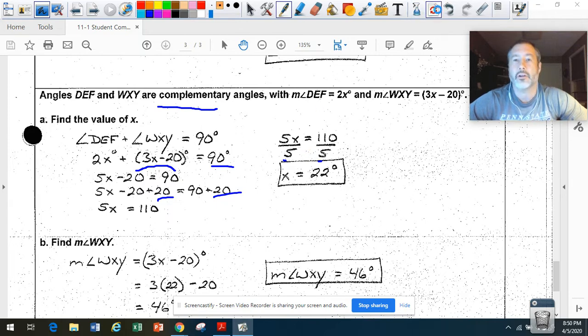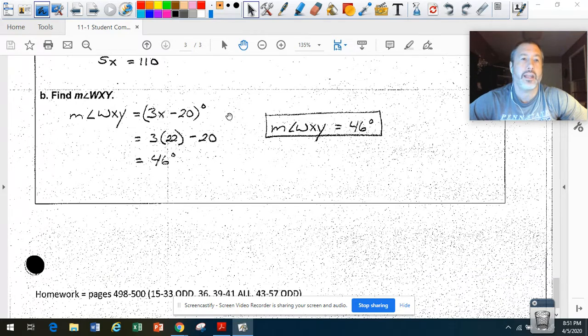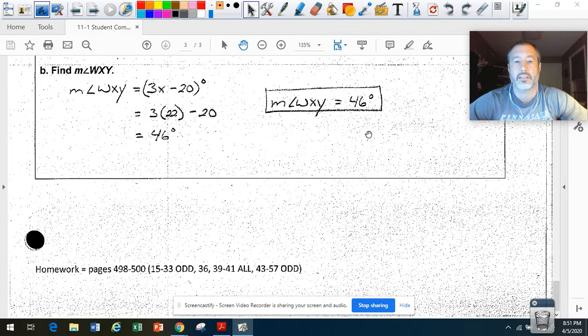Then down here, they're saying, if you know that x is 22 degrees, what is the measure of WXY? The measurement of WXY is 3x minus 20. All we do is plug in the 22 for x. So 3 times 22 is 66, minus 20 is 46 degrees. So the measure of angle WXY is 46 degrees, and you go from there.